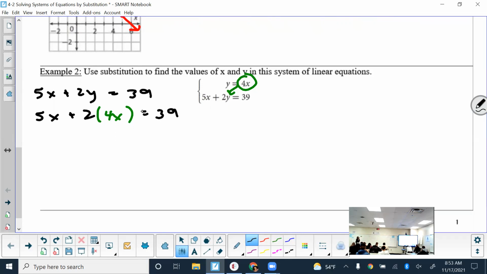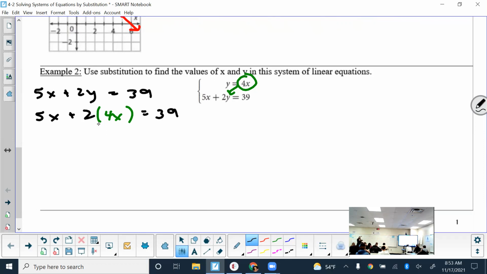All right, now solve for x. We're able to do that now because x is the only variable in this equation. There's no longer two different variables where before we couldn't solve for x. So now just solve for x.